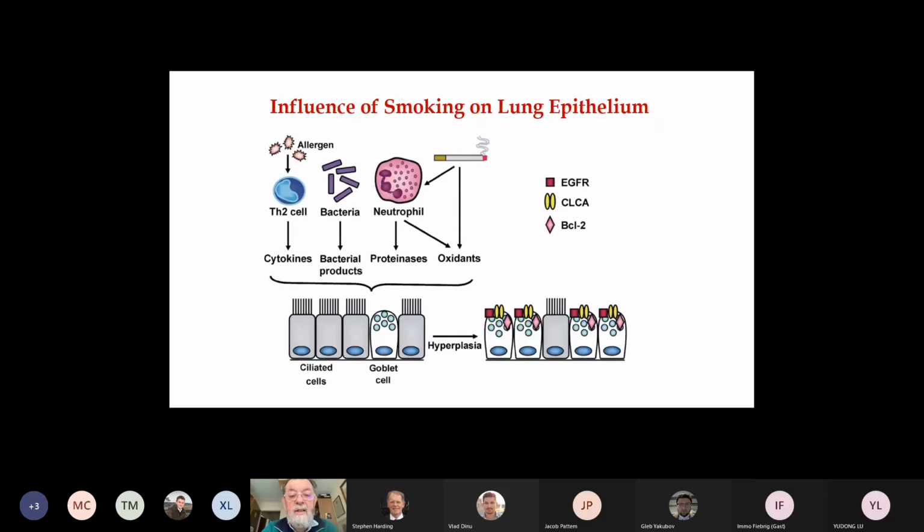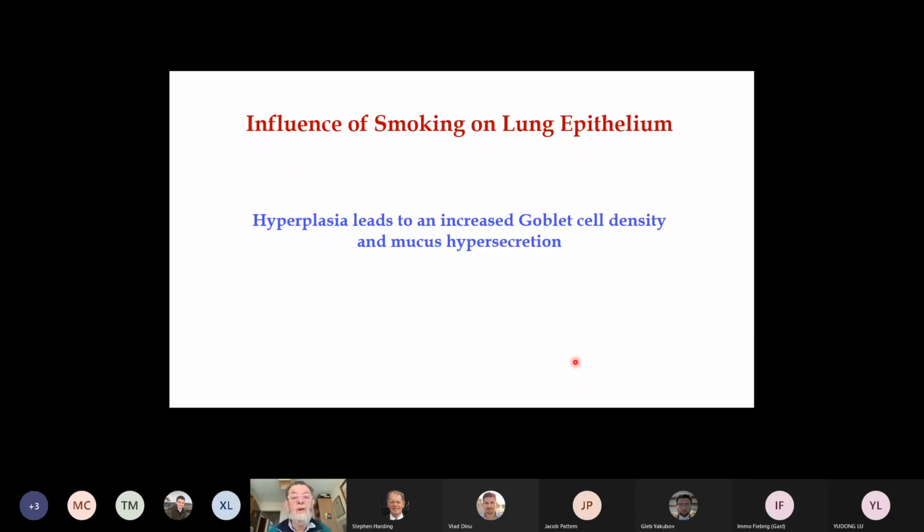So next slide, that's just to summarize that. So hyperplasia leads to increased goblet cell density and mucus hypersecretion, which is characteristic for lung disease as a result of smoking. So next slide.